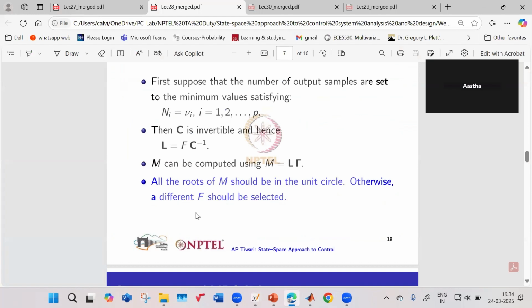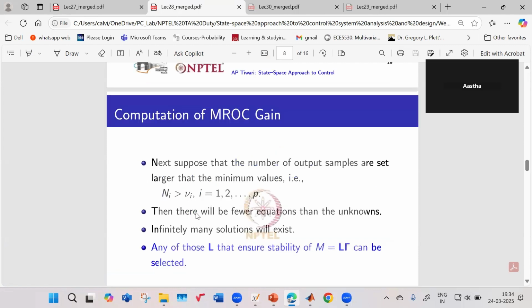So iteratively, they will find F. First they will choose one F, you will get an L, then they will use L to find the value of M, because gamma we have already found out. Then they will decide whether the properties of the system are good enough, or we have to reiterate and modify F again. So it's just an iterative process.